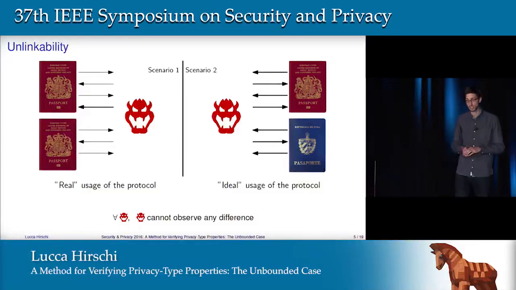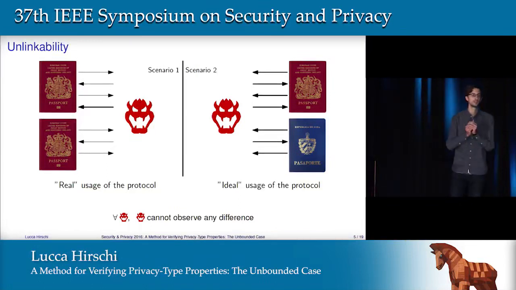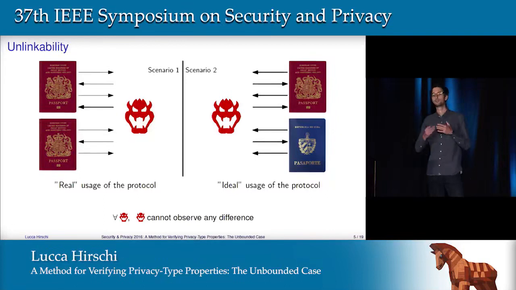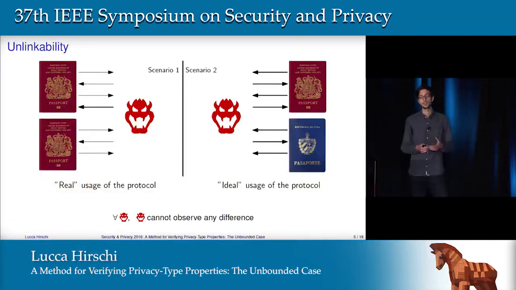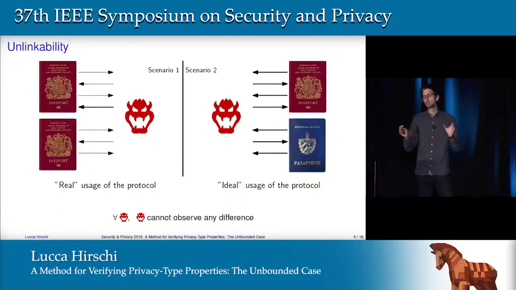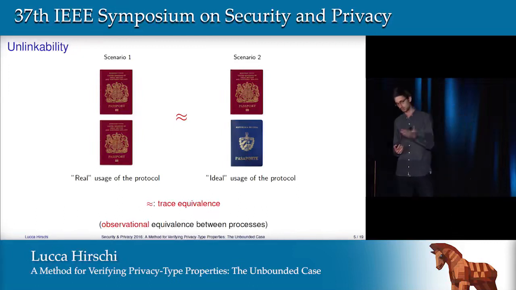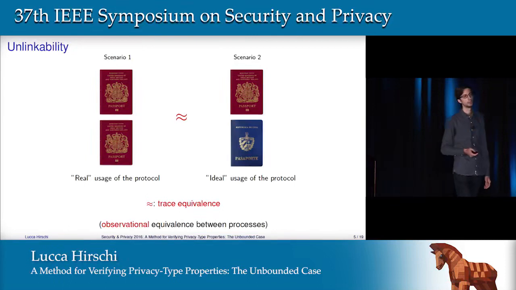So how do we define this notion of unlinkability? We compare two scenarios. In the first one on the left, we consider two sessions performed by the same passport, the same user. While in the second scenario on the right, we consider two sessions performed by two different users, two different passports. In a sense, this second scenario is ideal because there is nothing to link. And then what we want is that for any attacker and for any of its behavior, this attacker should not be able to observe any difference between those two scenarios. They have to be indistinguishable from its point of view. And we have a formal notion for that called trace equivalence, that is an observational equivalence between processes. You can find the formal definition in the paper.